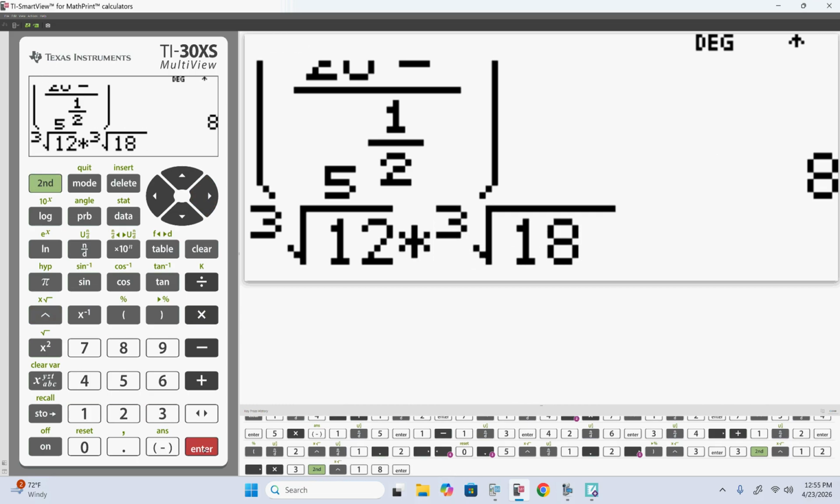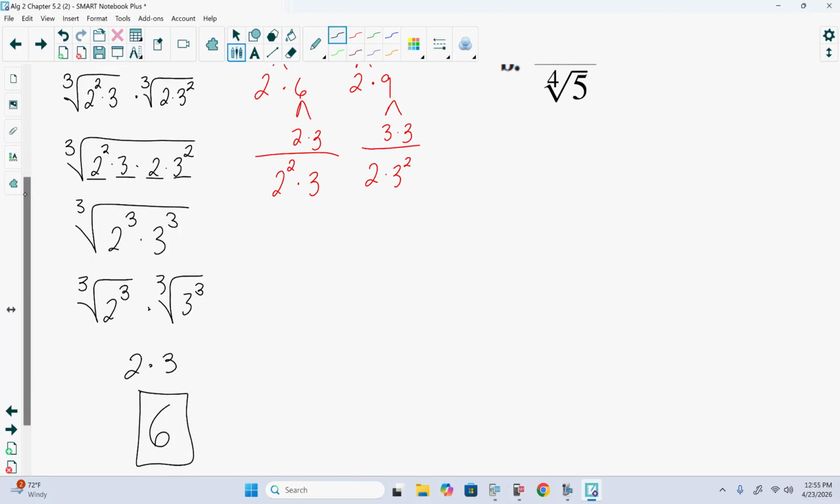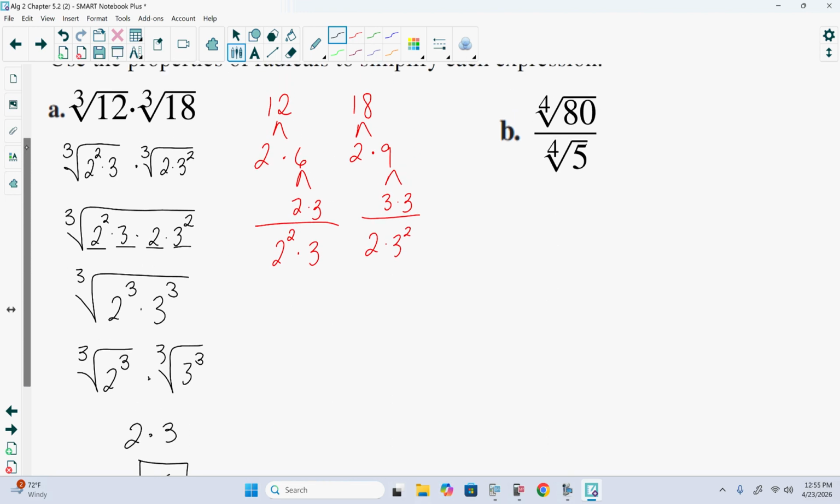Cube root of 12 times cube root of 18 is indeed 6. So if it works out nicely, the calculator will do it for us. It'll tell us that this is indeed 6. There's a good chance if we take the 4th root of 80 and divide it by the 4th root of 5, we will indeed get a nice number.